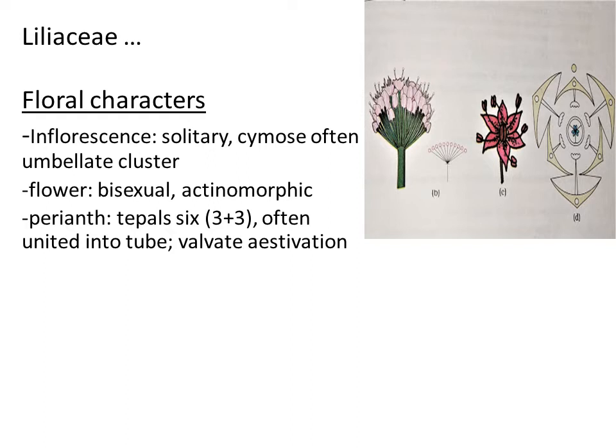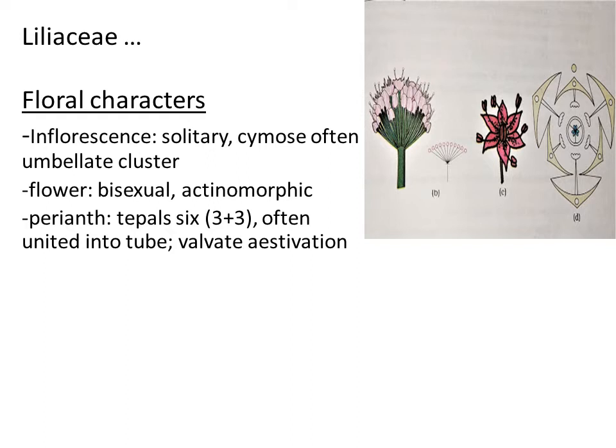Clear? So this union of the tepals gives the formation of a tube-like structure. They are often united into a tube, right? And the kind of estivation is valvate estivation. The margin of one tepal just touches the margin of the adjacent tepal within the same whorl. This kind of estivation is called valvate estivation.